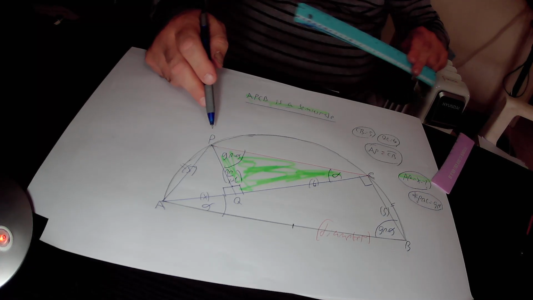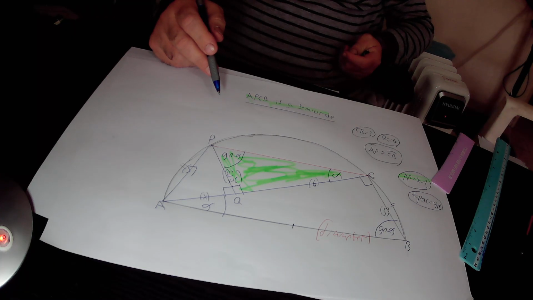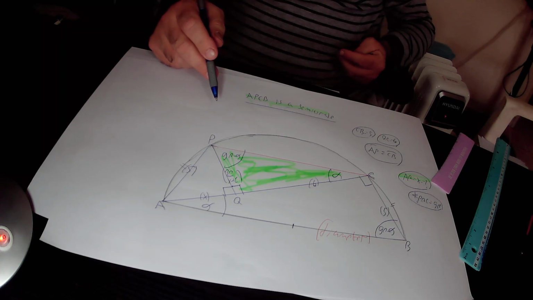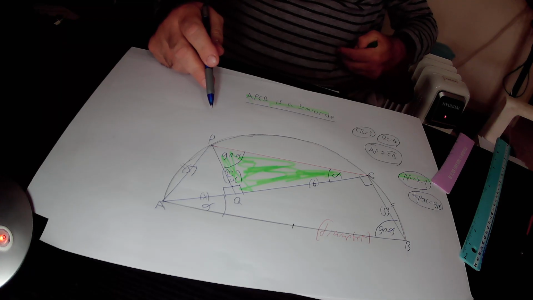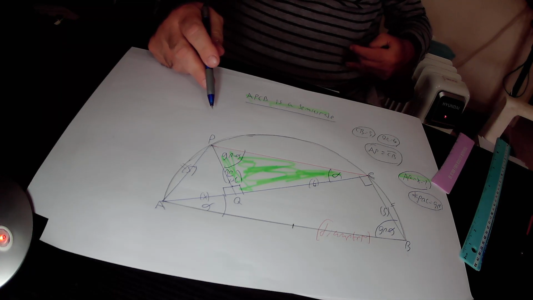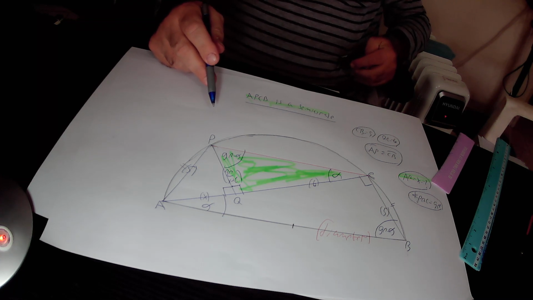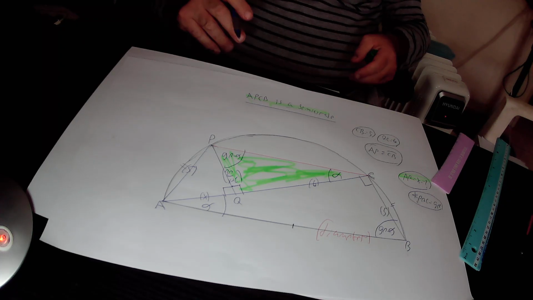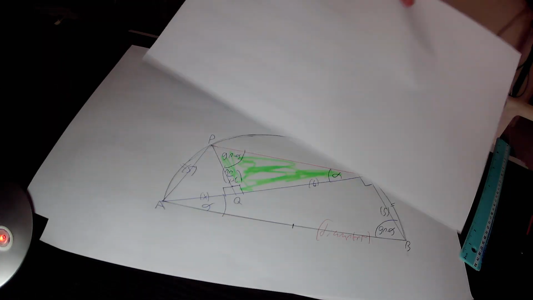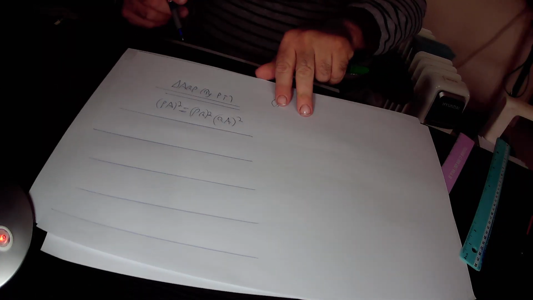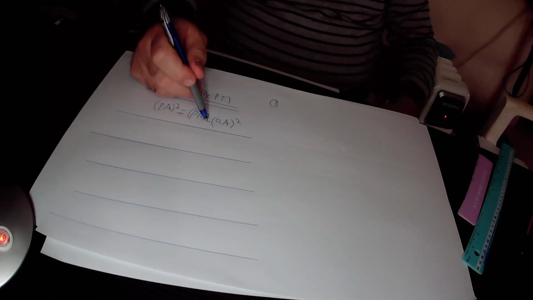Again, in this right triangle AQP, the Pythagoras theorem states that the square of the hypotenuse equals the sum of the squares of the perpendiculars. Because according to the Pythagoras theorem, in a right triangle, the square of the hypotenuse equals the sum of the squares of the perpendiculars. And therefore, in this right triangle AQP, PA squared, the square of the hypotenuse, equals PQ squared plus QA squared.